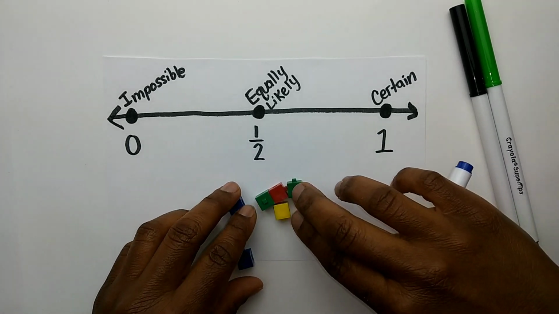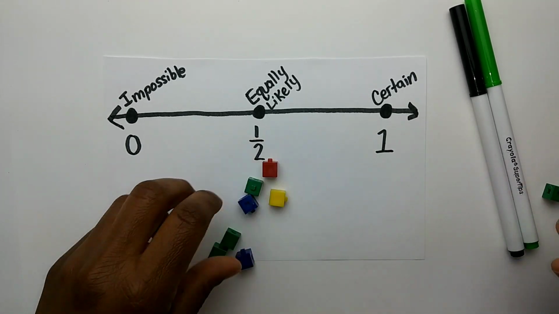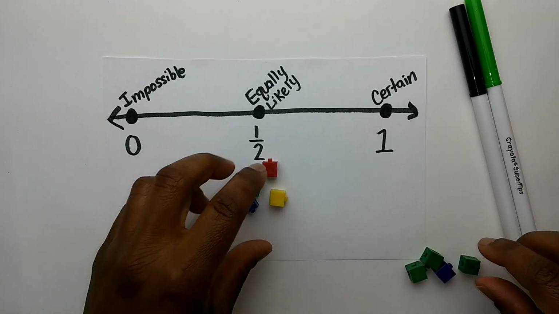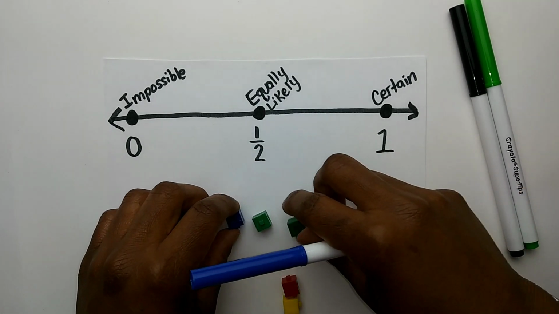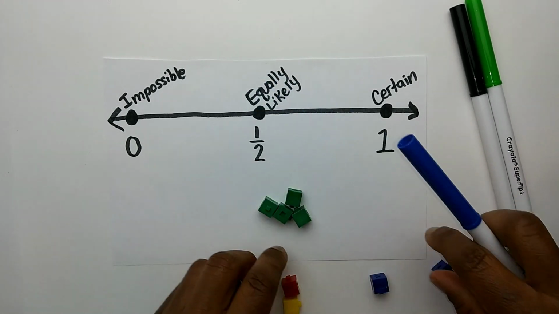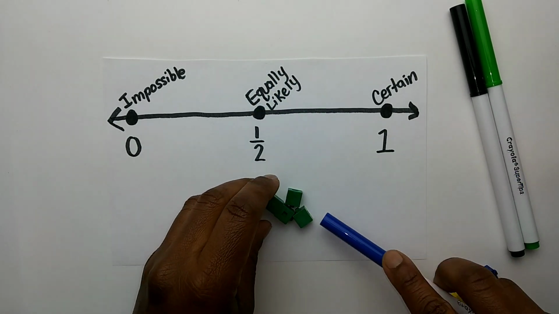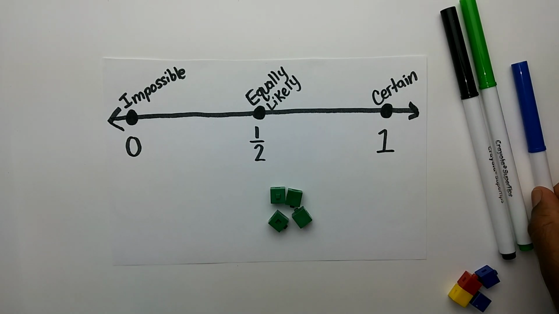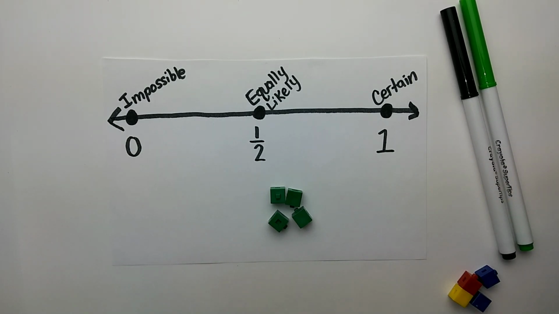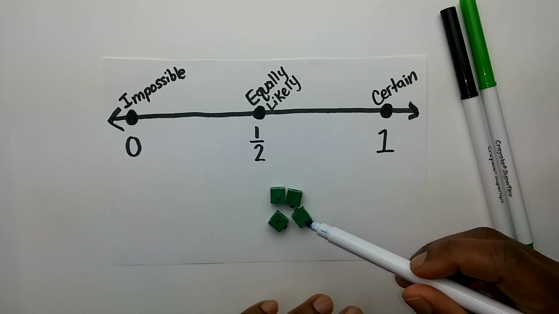All right, so let me pull out 4 cubes. Here I have 4 cubes pulled out. And if I say, what is the likelihood that I will pick a green out of these 4 cubes, you will say, well, it is certain because all 4 of them are green.